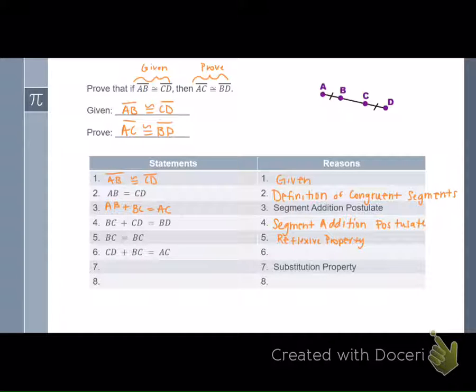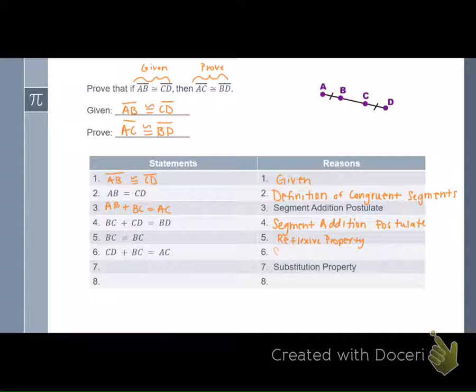Why can they switch AB to CD? Why is that allowed? Look at the step above it. Why is it allowed to say that AB is the same thing as CD? What step allows us to do that? Step 2, because AB is the same thing as CD. Since AB is the same thing as CD, we can replace it. So using step 2 and step 3, we're able to say CD plus BC is equal to AC using what property? What property is replacement?